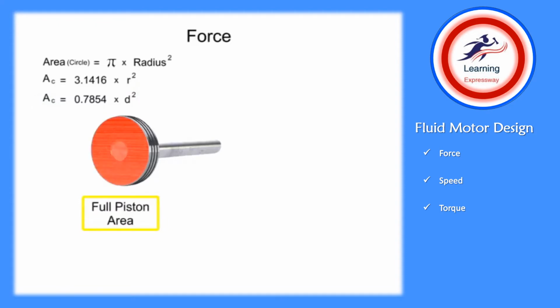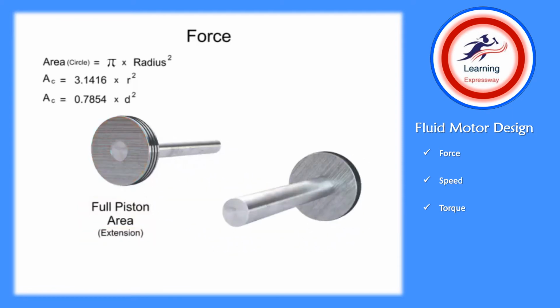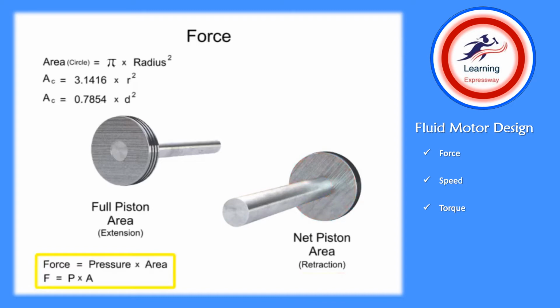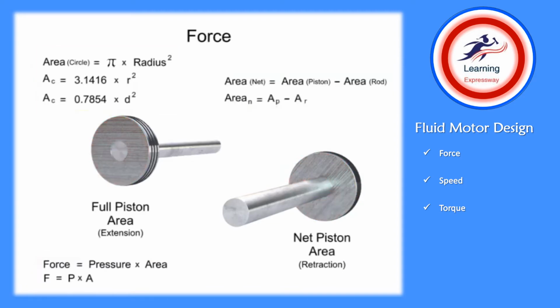The full piston area is the side of the piston without the rod. This is the area that sees pressure as the piston extends. The other side of the piston is called the net area. This area is the size of the full piston area minus the area of the rod. The net area feels pressure when the cylinder retracts. The force equals pressure times area equation can be used to determine the force on either side of the piston. Use the appropriate working area when calculating the force.